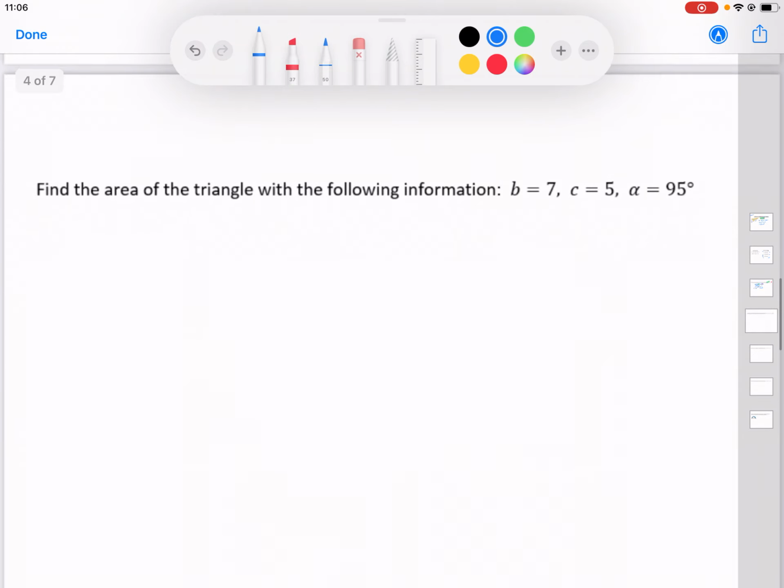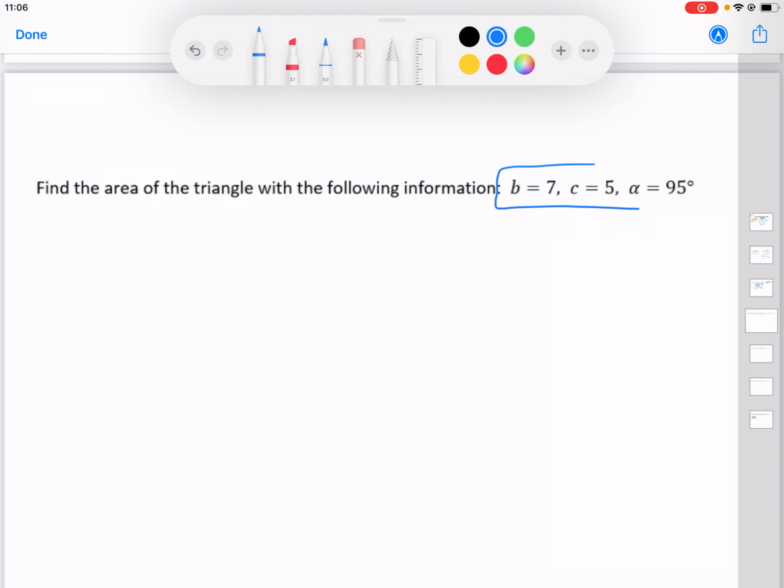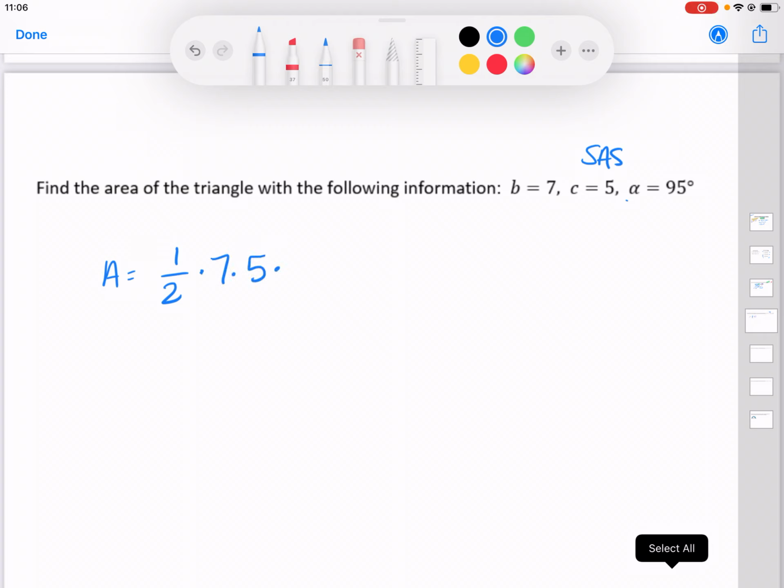So let's do another one. Okay, once again, we just need to double check that this angle, alpha, is actually between the sides. And the way you'll know that automatically is, since this is alpha, we just don't want A to be one of the sides. And it isn't, so this is another side angle side triangle. So once again, you find your area by doing a half times side 7, side 5, times sine of the angle, and then you type that into your calculator.